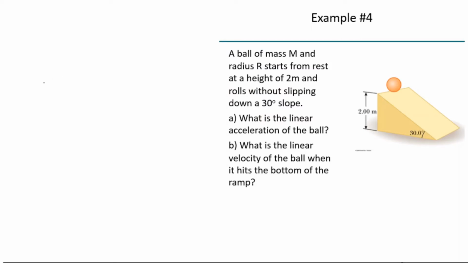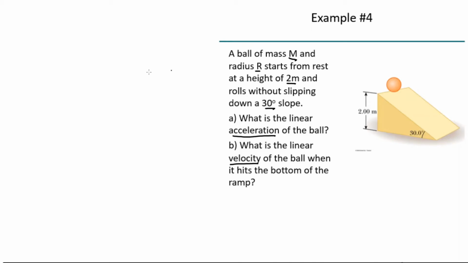First, let's examine the problem of a ball rolling down an incline. So we have a ball of mass m and radius r, and it starts from rest at a height of 2 meters and rolls without slipping down a 30-degree slope. We want to find the linear acceleration of the ball, and we want to find the linear velocity of the ball when it hits the bottom of the ramp.